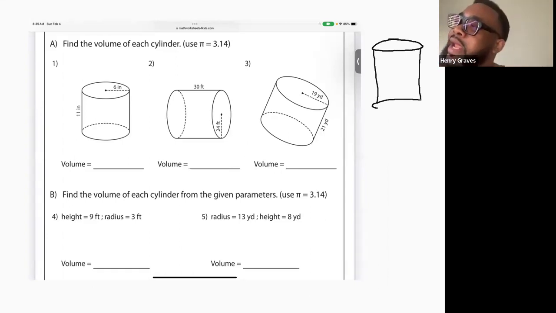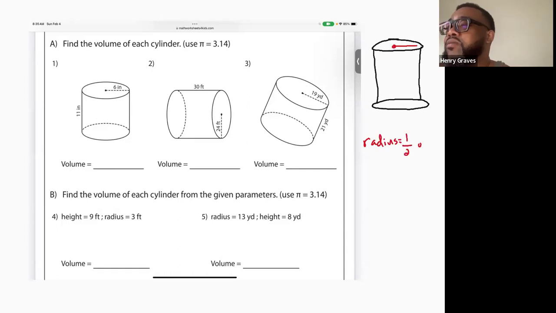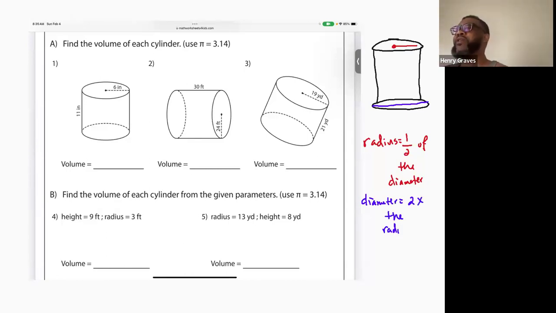You usually have a radius on the top. Remember, radius is half of the diameter. And then you have the diameter itself, which usually goes all the way across. The diameter is 2 times the radius. So please, if they give you the radius, use it. If they give you the diameter, just take half of it, okay?